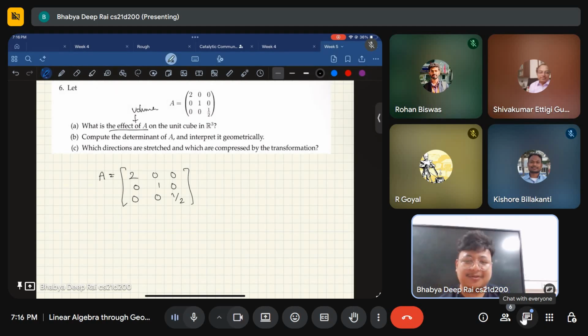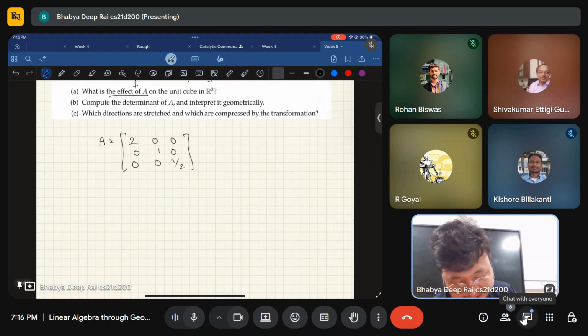But we saw this question already once. So how do you look at the change in volume by a transformation A? You look at the determinant of A, and in this case it's a diagonal matrix. So you just do 2 times 1 times a half, and then you get 1. So the volume remains unchanged.